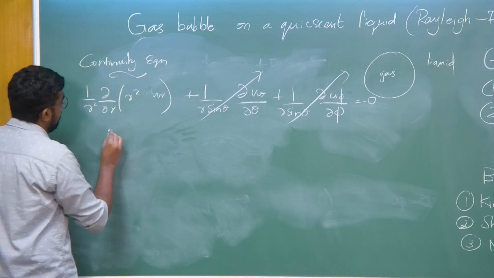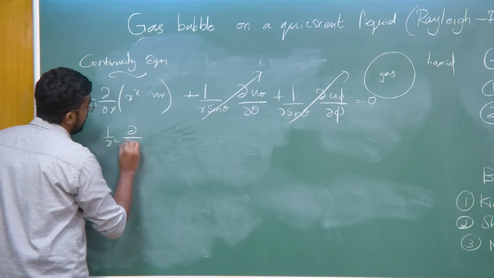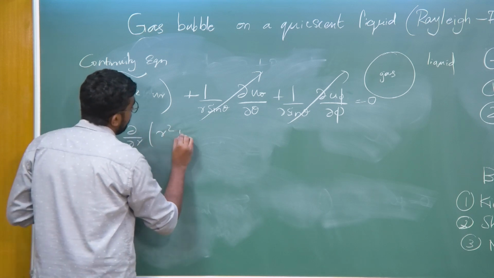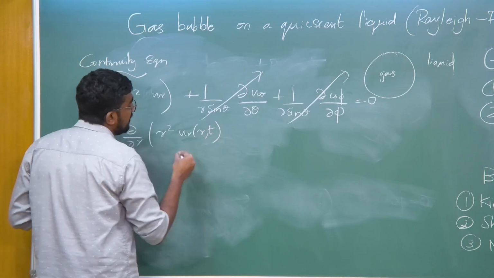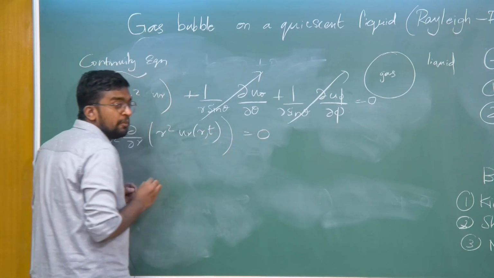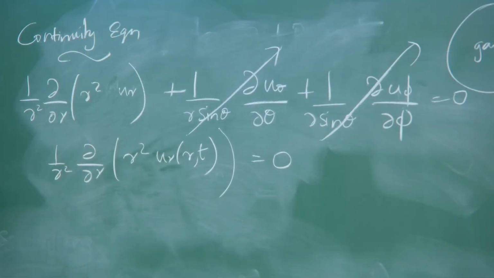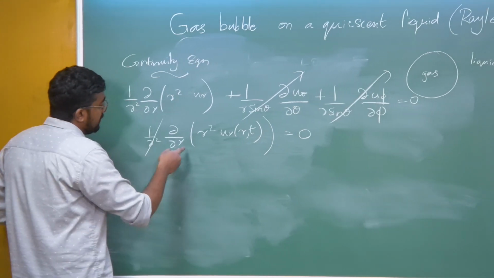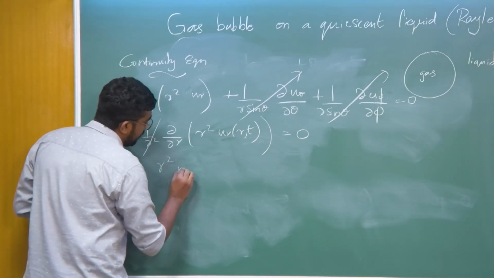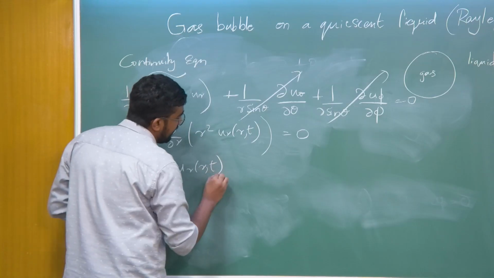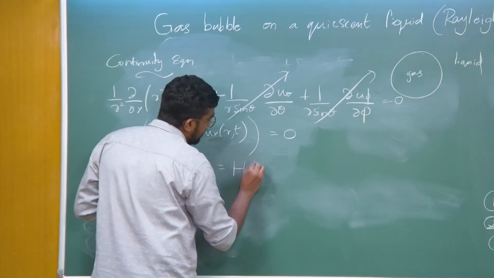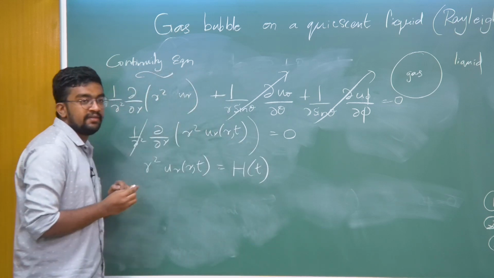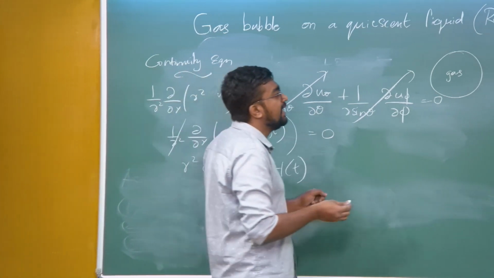So, we have 1 by r square dou by dou r of r square u r, where u r is a function of r and t, equal to 0. Is it clear so far? Continuity equation. Simple, I did not do anything, I just cancelled off two terms. Now, what we will write is r square u r, where u r is a function of r and t, is some function of time h of t. I am following the notation from Rayleigh.